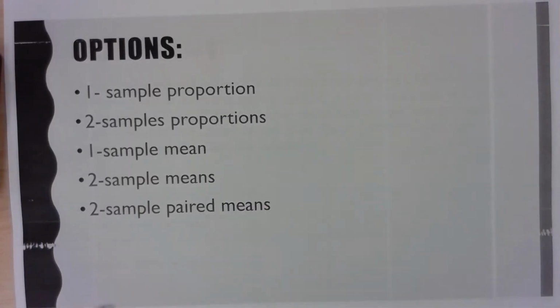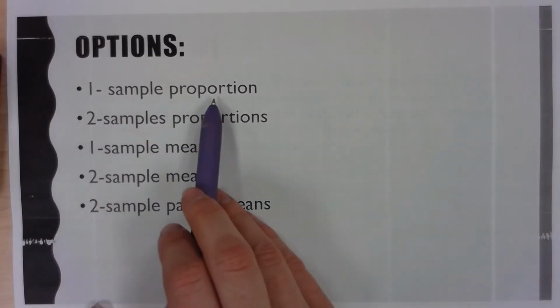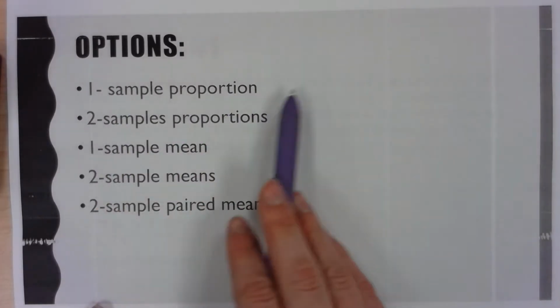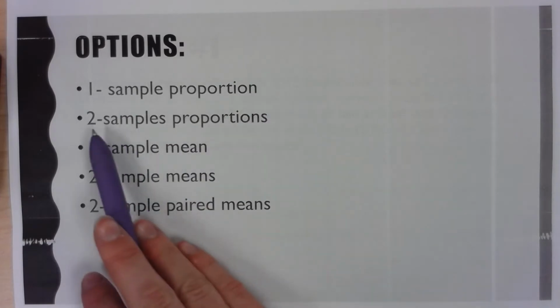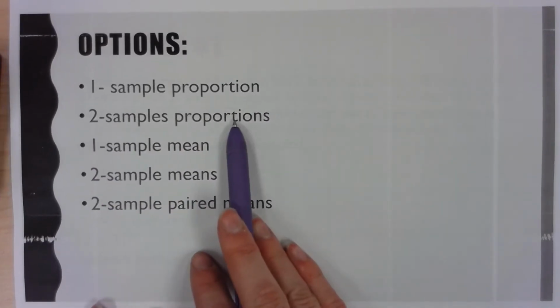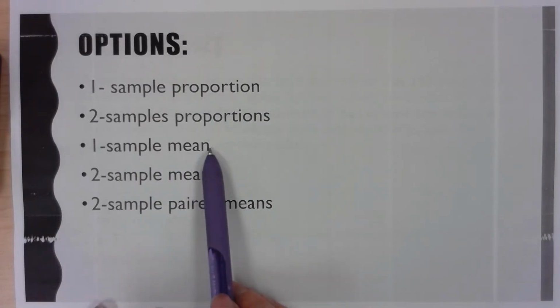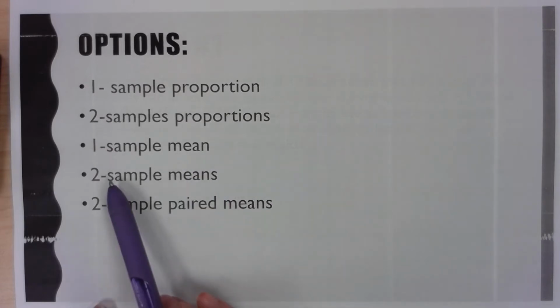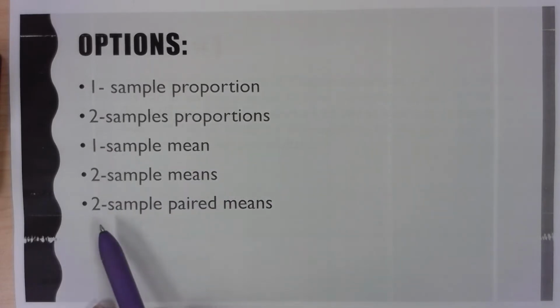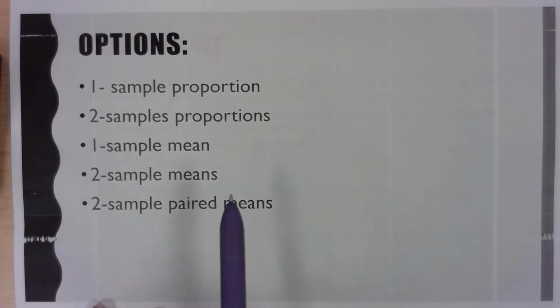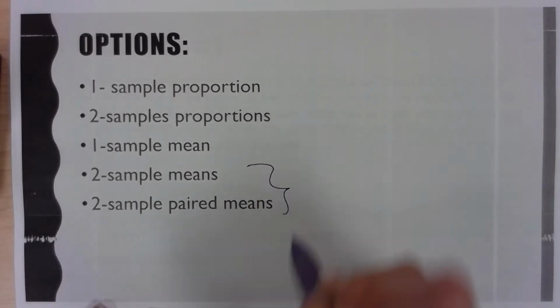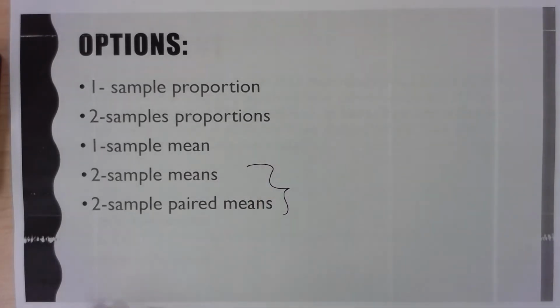So your options that we have are a 1 sample proportion, so that would be just 1 percentage from a certain group. You could have 2 sample proportions, so 2 groups and percentages for each of them. You could have a 1 sample mean, so 1 group and they only gave you that average for that 1 group. You could have 2 sample means, or you could have a 2 sample paired means. Oftentimes these two get confused because they look so similar.